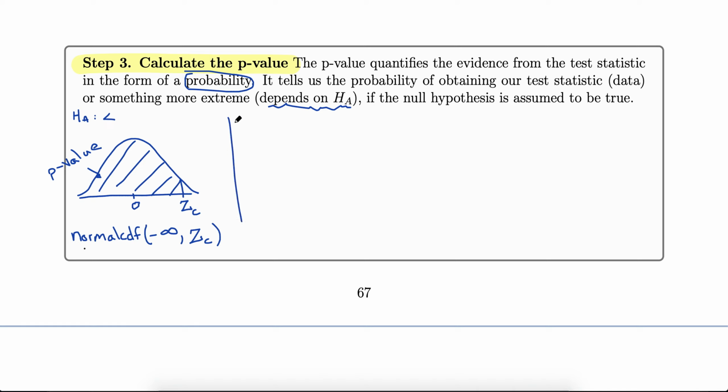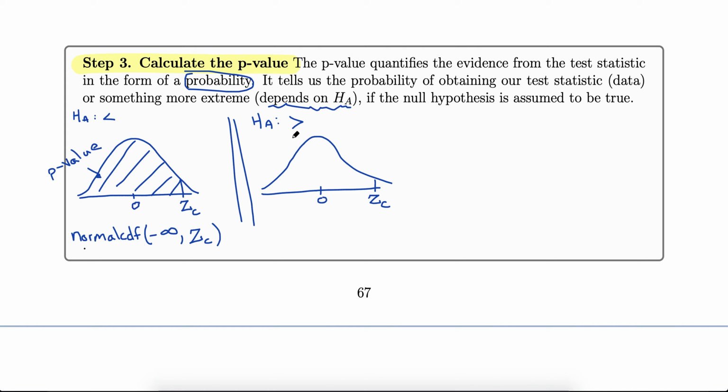All right, I've got other options for HA. Another option is like what we just did in our example. HA might be greater than. So I'm going to draw the same picture here. I've got my normal curve. Here's 0 in the middle. My test statistic measures how far the data is from the null hypothesis. Maybe it's over here. Just a quick side note, that test statistic could be a negative number. There's no need to freak out about that. It could be positive, could be negative. I'm just making it positive arbitrarily.